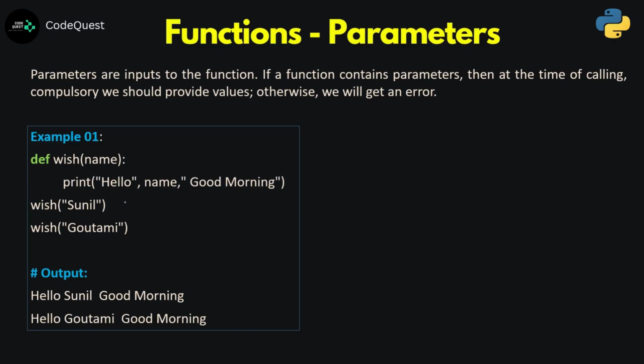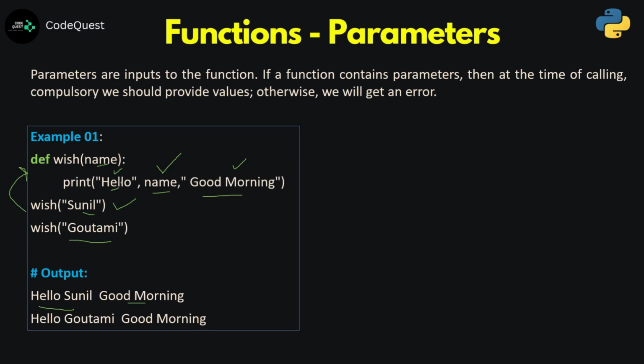This call is going to execute this function the first time by taking the value of this parameter as Sunil and printing hello Sunil, good morning, because these are the two text messages we have added, and this name may keep on changing based upon which value you have used while calling that particular function. So in this call, name has been set to Sunil, hence we are going to get hello Sunil, good morning. And secondly, we are calling the same function once again by passing another name, let's say Gautami.